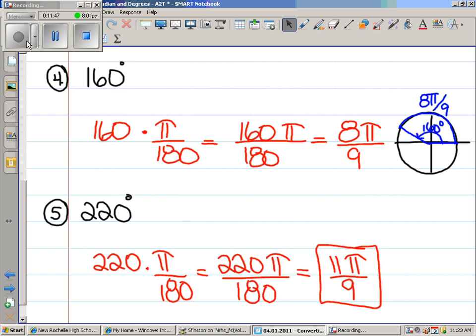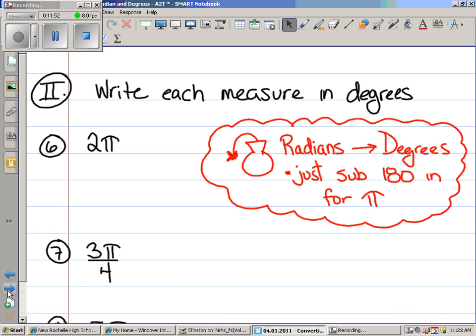Okay? If you want to try and sub in something for pi, here's what you do. In order to convert back from a radian measure into a degree, pi stands for 180 degrees because half the circumference is pi and half the circle is 180. So what you do is, if you're given a radian measure, you just sub in 180. 2 times 180 is how much? It's 360.